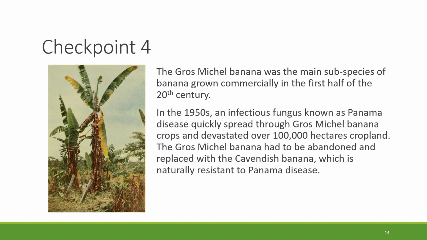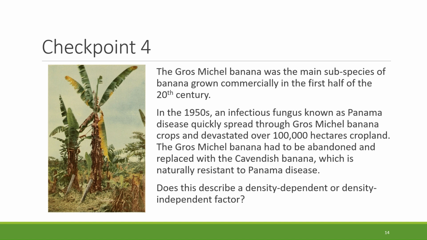So during the 1950s, an infectious fungus known as Panama disease quickly spread through Gros Michel banana crops, and it devastated over 100,000 acres of cropland. This old photo on the left is of a banana tree in Costa Rica that was infected with Panama disease. And the disease was so devastating to banana plantations that the Gros Michel subspecies had to be completely abandoned and replaced with the Cavendish banana, which is naturally resistant to Panama disease, and the Cavendish banana is what you'll find in grocery stores today. So does this situation describe a density-dependent or density-independent factor?